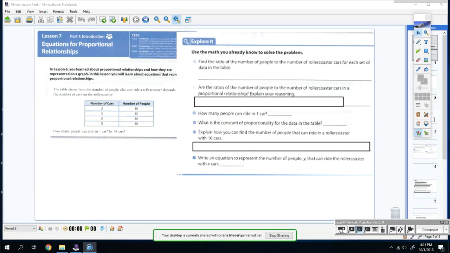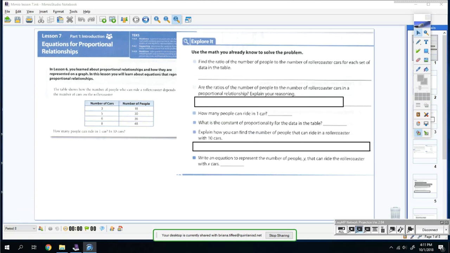Okay, so today we're going to be doing equations for proportional relationships. All week we have been doing proportional things like unit rates and ratios. They're all connected and they're all basically done the same way. In lesson 6, you learned about proportional relationships and how they are represented on a graph. In this lesson, you're going to learn how to write equations.